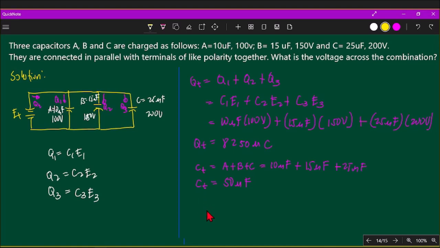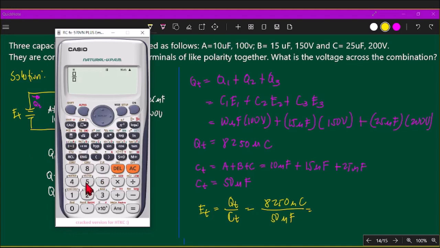So from this one, we could now get our total voltage. So our E sub T is equal to QT over CT, no? So we will have 8,250 microcoulomb over 50 microfarad. Using our calculator, this will be 8,250 times 10 to the power of negative 6, then we have 50 times 10 to the power of negative 6. Of course, we could just cancel the micro. So that will be equal to 165 volts.